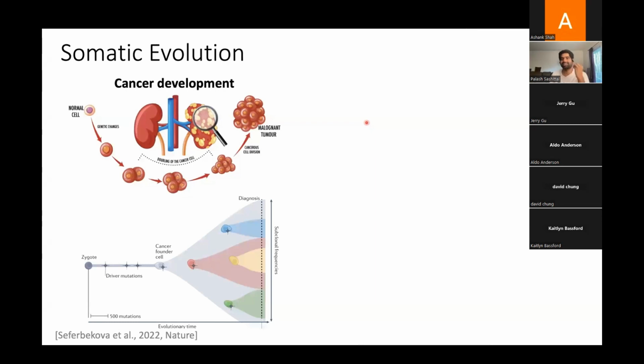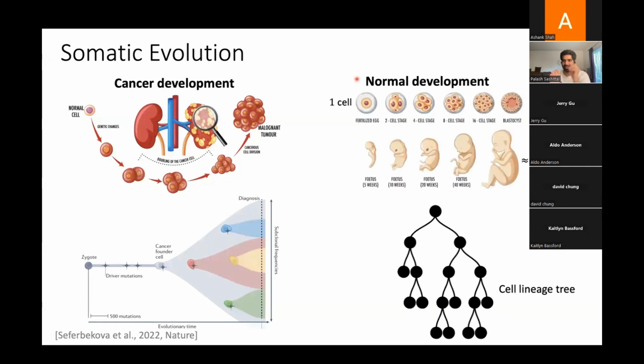Even simpler example of evolution, although it's not really called evolution in the traditional sense, is normal development. So we all start from a single cell called the zygote, right? And this cell then divides until the present day, you have billions of cells that comprise your entire body. So all the cells in your body are actually related to each other.